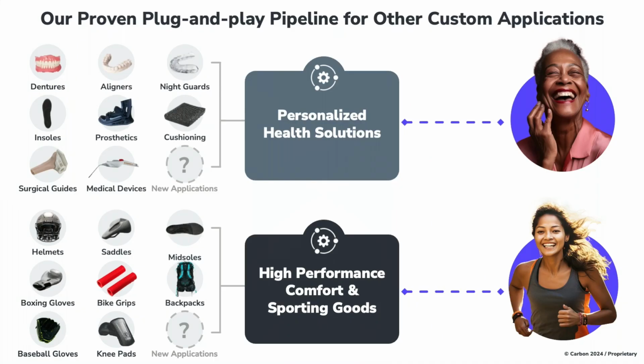From here, the next step is, okay, what are all of these other industries? Footwear, helmets, boxing gloves, bike saddles, things like that, where we have the opportunity to grow. That's where we're focused right now. That's where we're thinking the future is for additive manufacturing. We see a lot of success historically there, and we also see a bright future.